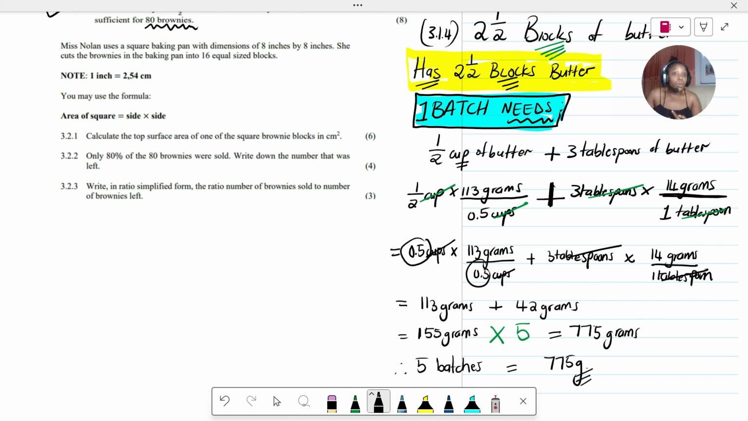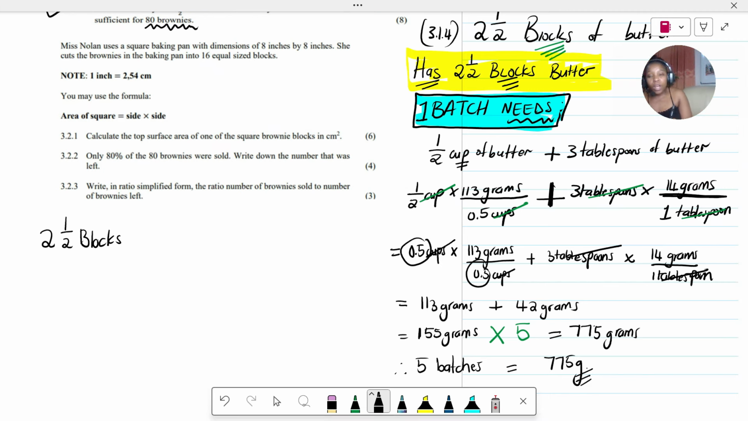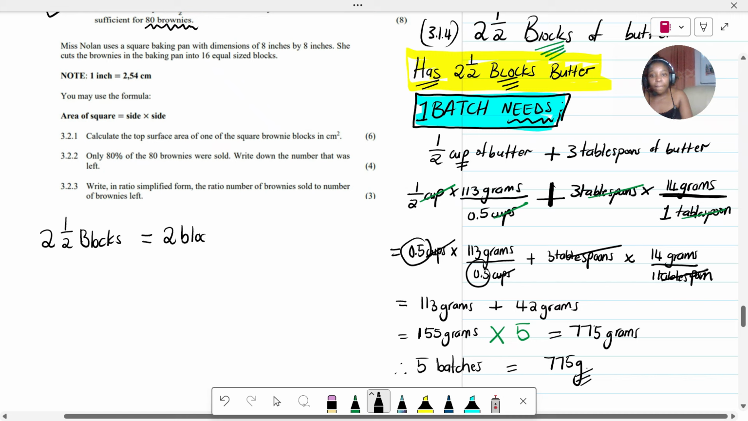So what is it that we need to do to be able to compare these two values? All that we need to do is convert the 2.5 blocks into grams. So what is 2.5 blocks? Ladies and gentlemen, it's the same as just saying 2 blocks plus a half block. So 2.5 is 2 whole blocks plus a half block.